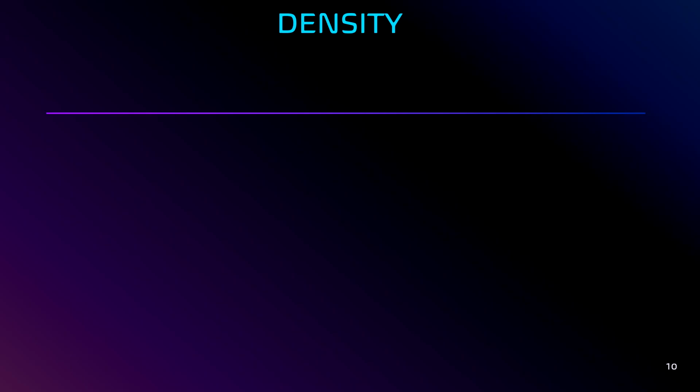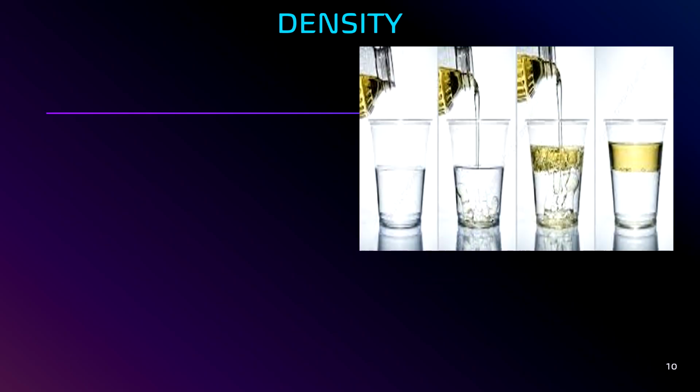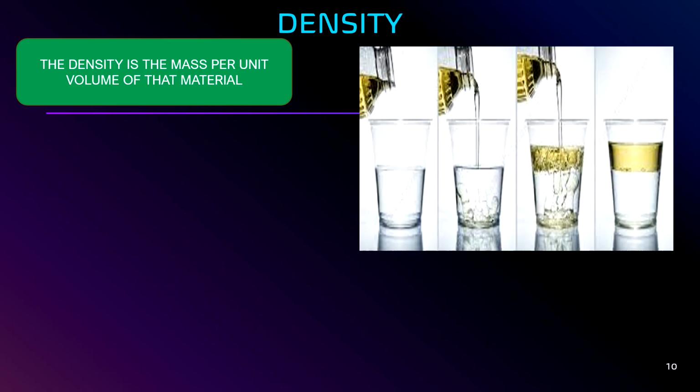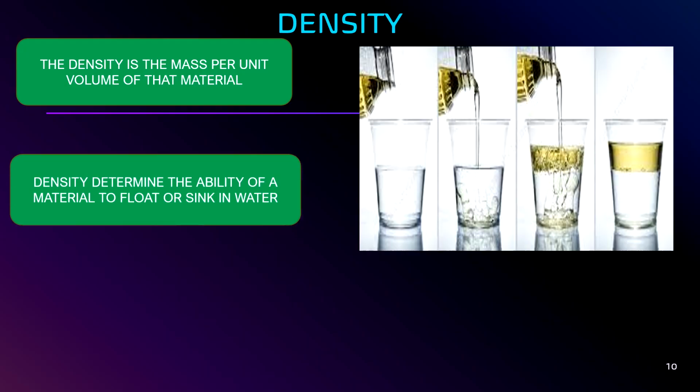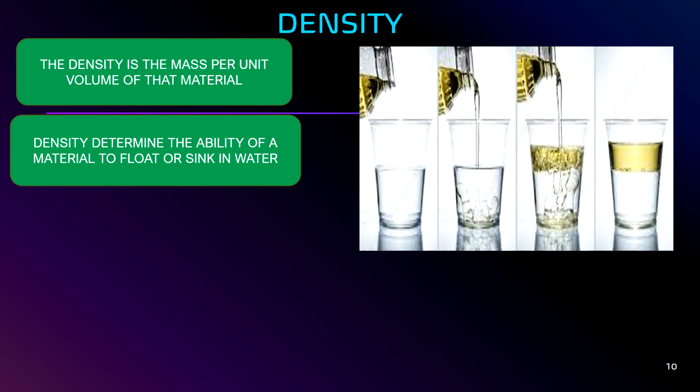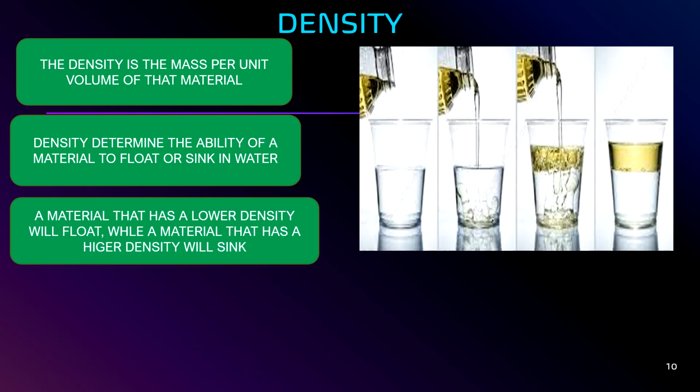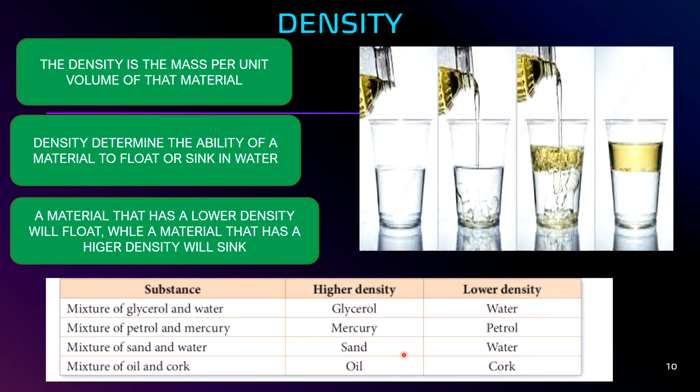So moving on to density. Density is the mass per unit volume of that material. The density also determines the ability of a material to float or sink in water. A material that has lower density will float while a material that has higher density will sink. So you can see how the oil is being poured and the oil floats on the water itself. So this is also an example of a substance that has density.